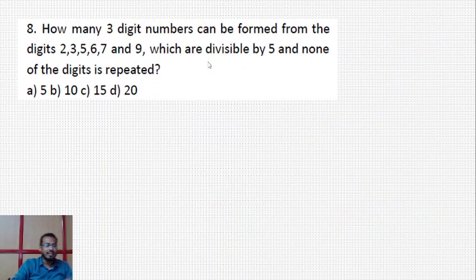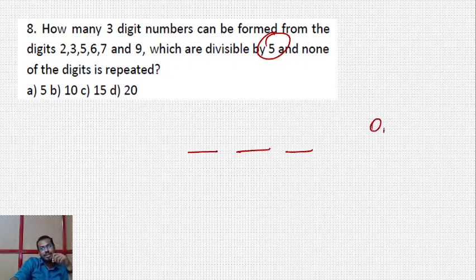Okay. Next one. How many three-digit numbers can be formed from the digits given which are divisible by 5 and none of the digits is repeated? I want a three-digit number and it should be divisible by 5. What is the nature of the 5 table, or multiples of 5? The last digit should be 0 or 5. Then the whole number will be divisible by 5. Right? So in the given numbers, there is no 0. Only 5 is there. So I take this 5 and I'm going to write it here.